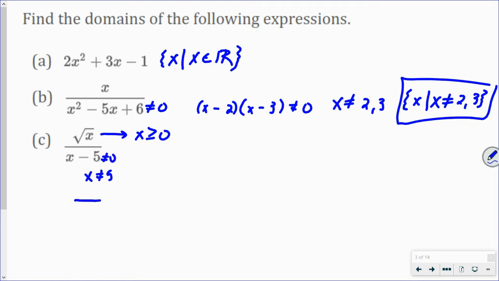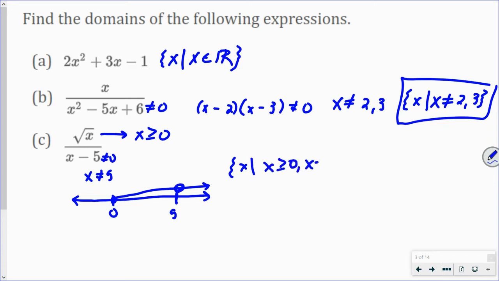So if we look at this graphically, here at the top, I said x is greater than or equal to 0. So here's 0. Greater than or equal to is this way. But then we have 5, and we actually can't have 5, so I'd have an open circle here. So I need to build a set that represents this. We could say x such that x is greater than or equal to 0, x does not equal 5. You could write it like that.